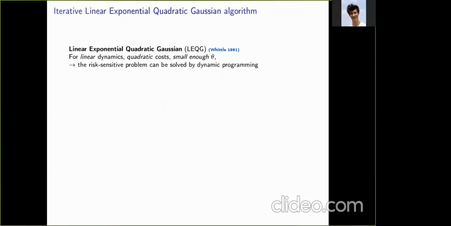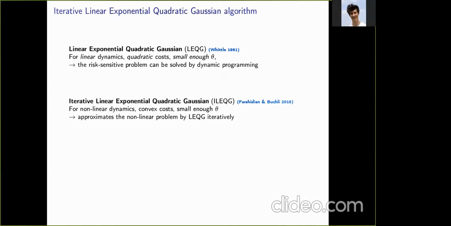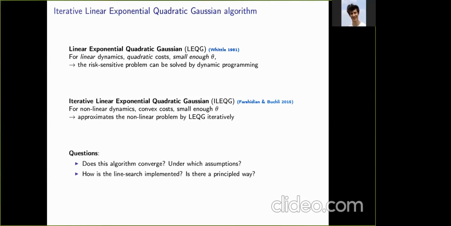If the dynamics are linear and the cost quadratic, then you can solve the problem by using dynamic programming. If they are not, people use as a heuristic that they find the linear quadratic approximation of the movements on the current controls that they have, and they use the linear quadratic solution offered by dynamic programming. So our question was, can you prove anything about this heuristic? Does it converge? And is there any line search that is reasonable and so on?